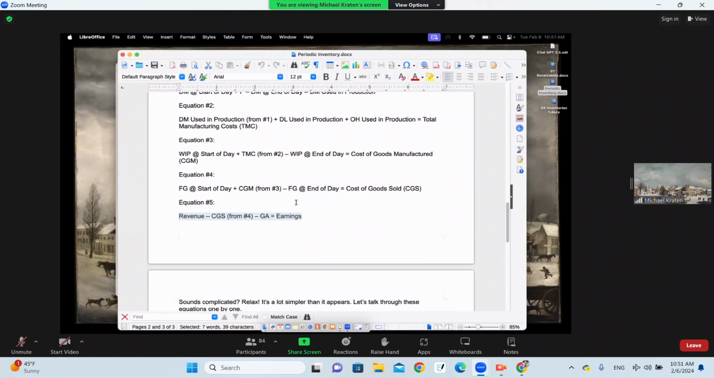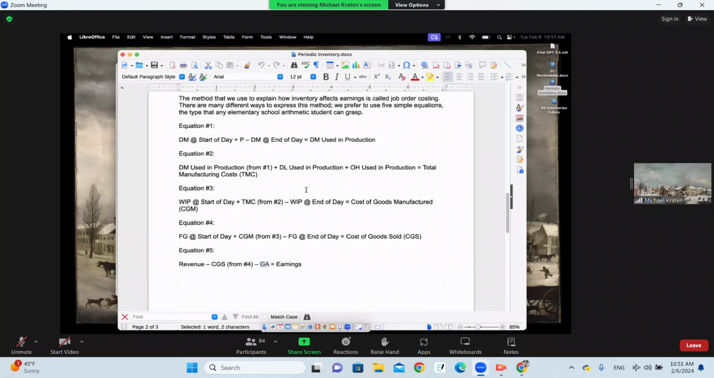Okay, you may think, then, that what you see here in equation 5 called CGS, cost of goods sold, is the cost of producing the product. What you see here as GA, general and administrative expenses, has nothing to do with producing the product. And it makes sense to differentiate between the two in our income statement.